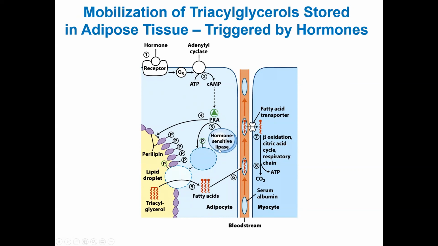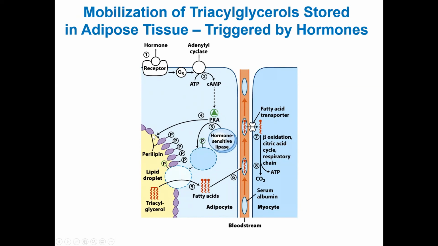Hormone sensitive lipase is only active when it is in the phosphorylated form. Otherwise, it exists in the non-phosphorylated inactive form. So when PKA gets activated, it will go and phosphorylate hormone sensitive lipase. That's one thing PKA will do. The other thing that the PKA enzyme will do is go and phosphorylate a protein called perilipin.